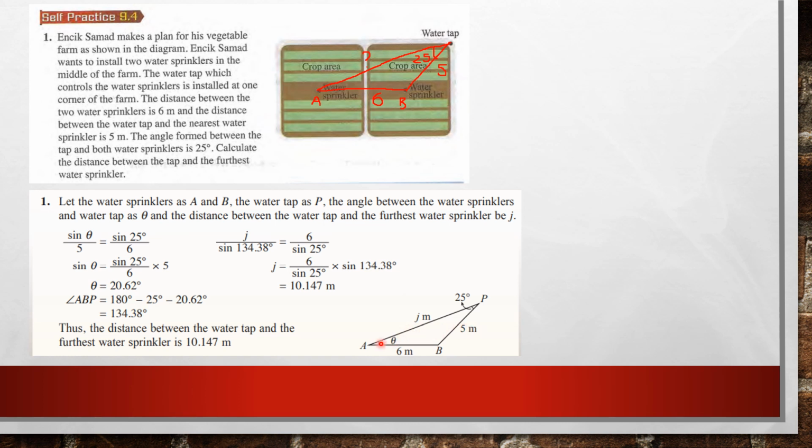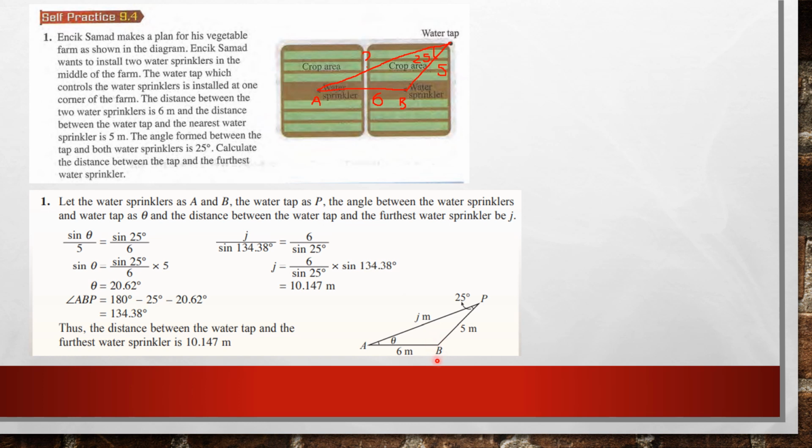So what you can do, we use the sine rule. Angle A, we label it as theta. So sine theta over 5, the opposite length, equals sine 25 over 6. So we find sine theta equals sine 25 over 6 times 5. So you get theta equals 20.62. So now can we find the angle B? This angle, because this is a triangle, and you must know that the total angle for a triangle is 180. So you already know the other 2 angles, that is 25 and theta is 20.62. So you can find angle B.